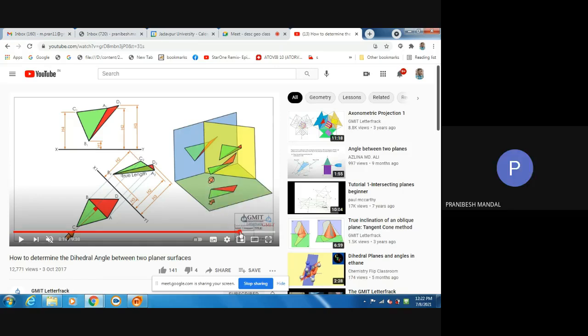And from the true length, I can very easily find out the edge view. Sorry, the point view. And if we can get this point view, we are obviously going to get the dihedral angle. In this respect, you are absolutely correct that if we know the line of intersection at the onset, we just need to get its point view, and we will obviously get the dihedral angle.